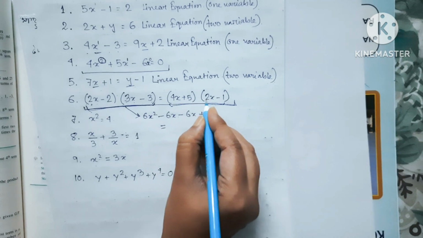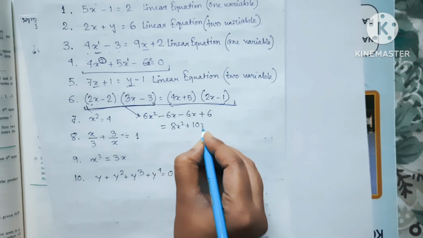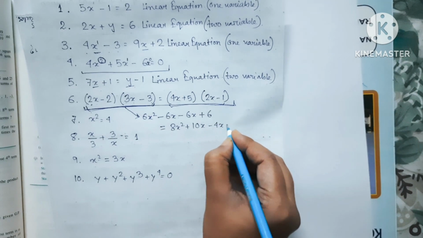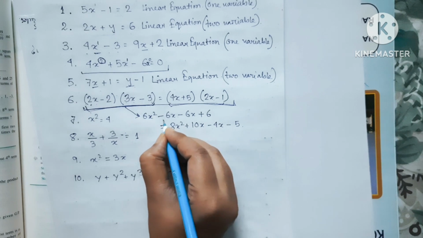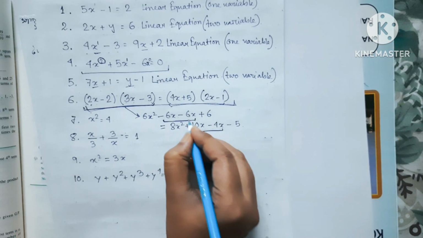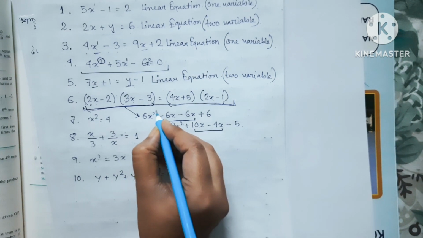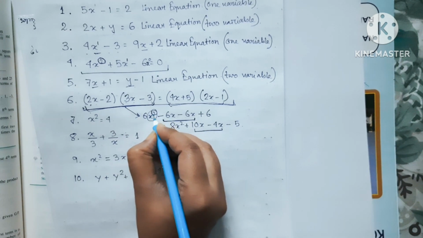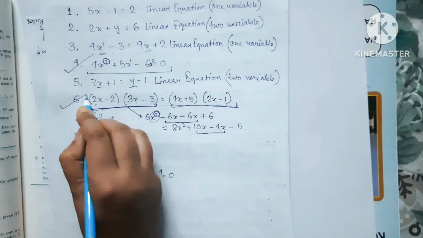That is the left hand side, equal to the right hand side. See, 4x into 2x will become 8x square plus 10x minus 4x minus 5. Now you can add these terms and simplify it, right? But the highest power of x here is 2, right? So that is not a linear equation. So I have got two equations that are not linear, 4 and 6, till now.